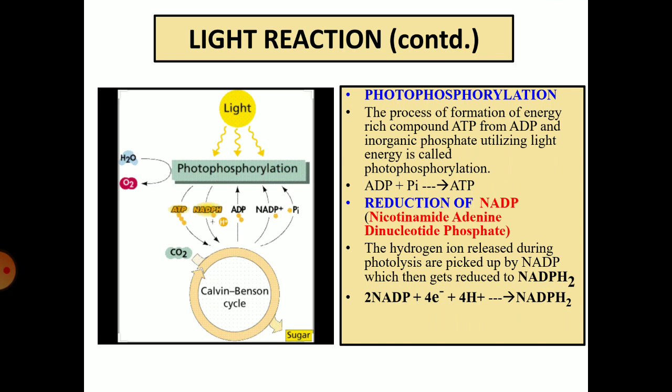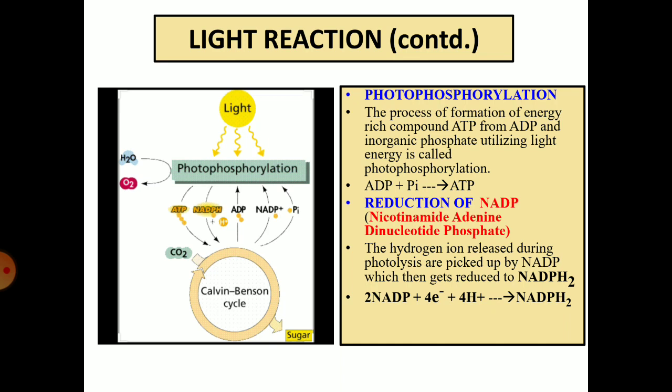Fourth, photophosphorylation. The process of formation of energy-rich compound ATP from ADP and inorganic phosphate utilizing light energy is called photophosphorylation. Actually, formation of ATP molecule from ADP is known as phosphorylation. But when light is involved in bringing about this reaction, it is known as photophosphorylation.